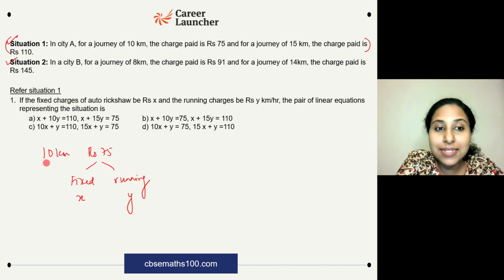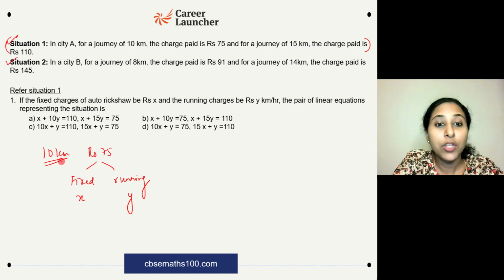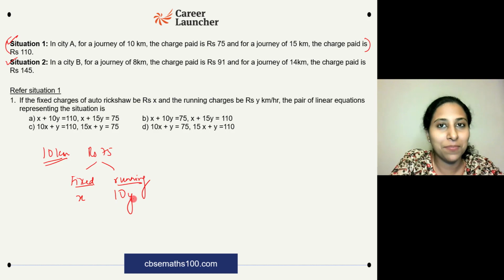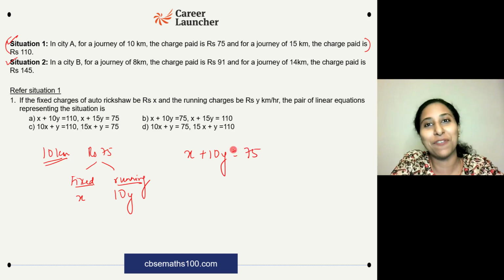And since 10 kilometers is traveled, the total running charge in this 75 rupees would be 10Y. Y was the charge for each kilometer. We're traveling 10 kilometers here. So the total running charge becomes 10Y. And since the total price over here is 75 rupees for traveling, you get the equation as x plus 10y is equal to 75.